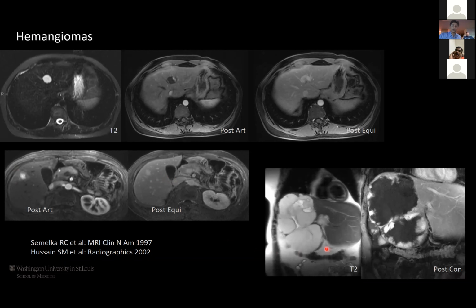Here is an example of giant hemangiomas. Look at the very large lesions. Whenever you have giant hemangiomas, you can have a central scar. And the key thing here is that, look at the mass and the mass effect this has, but still there is no biliary ductal dilatation. Very, very characteristic for hemangioma.